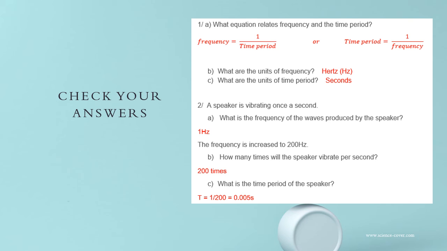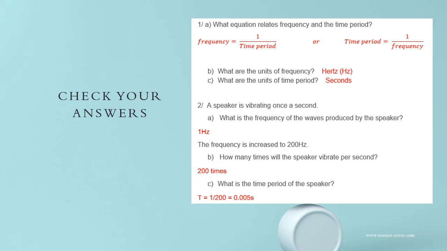Let's check our answers. Number 1. What equation relates frequency and time period? The frequency equals 1 divided by the time period, or the time period equals 1 divided by the frequency. What are the units of frequency? It says Hertz. What are the units of time period? Seconds.